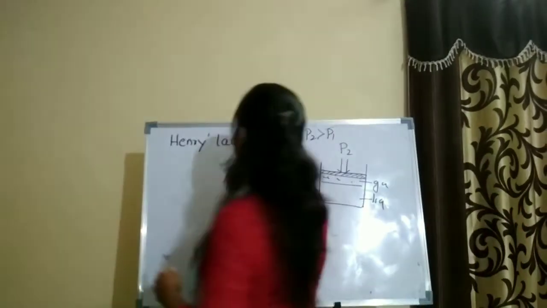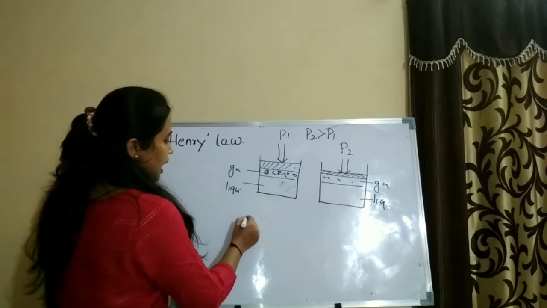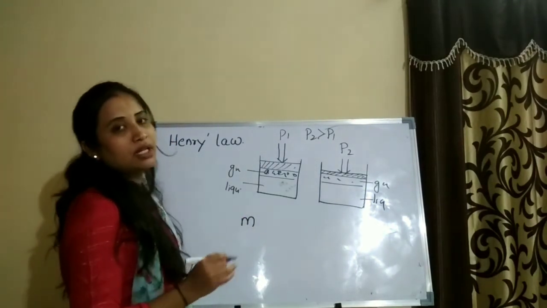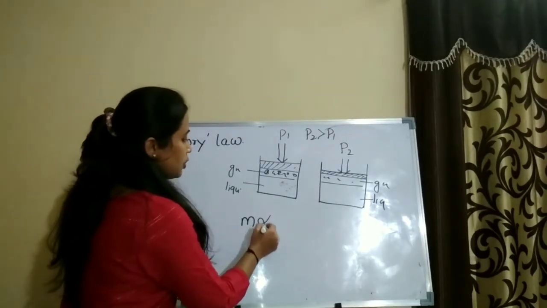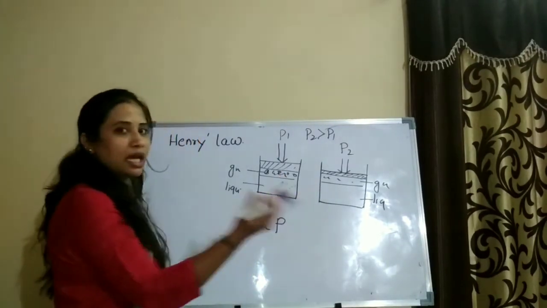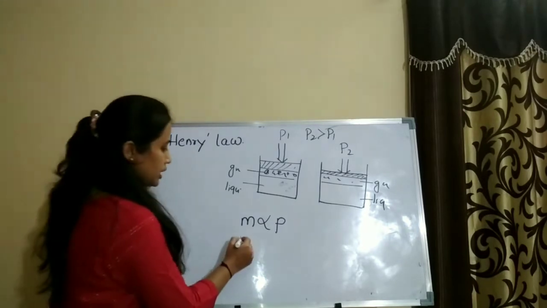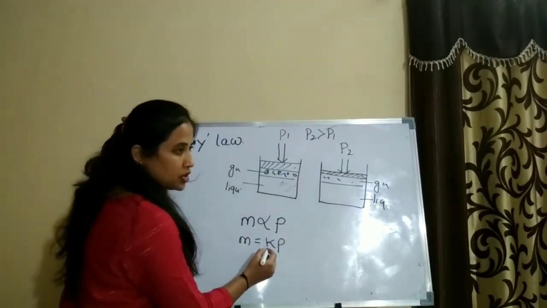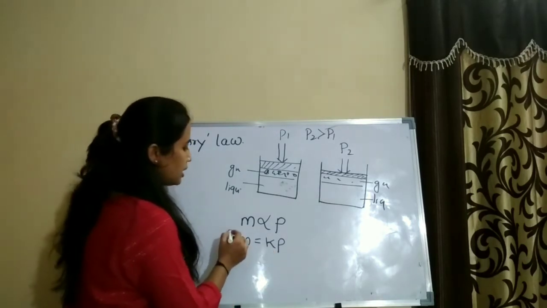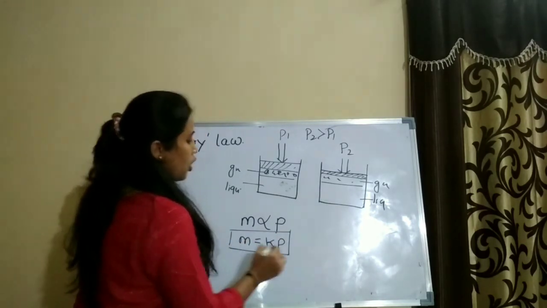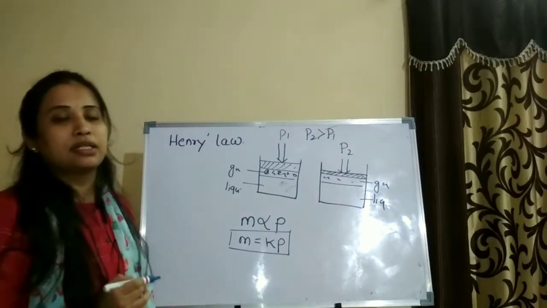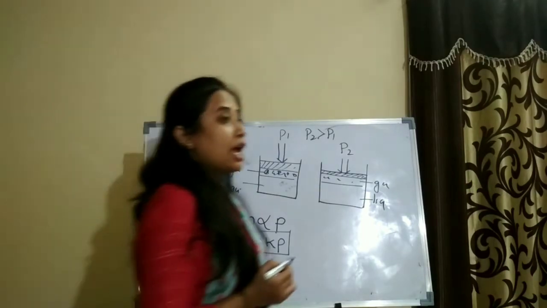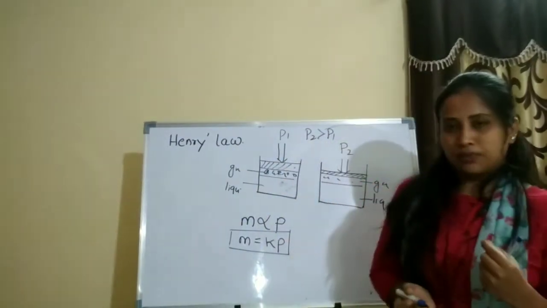So can I write Henry's law, that is the mass of the gas that is getting dissolved in a given liquid is directly proportional to the pressure that I am applying. Okay, so M is equal to K into P. K is called the proportionality constant. Okay, this is one mathematical form of representing Henry's law. In another way also you can explain it when the mole fraction term comes.